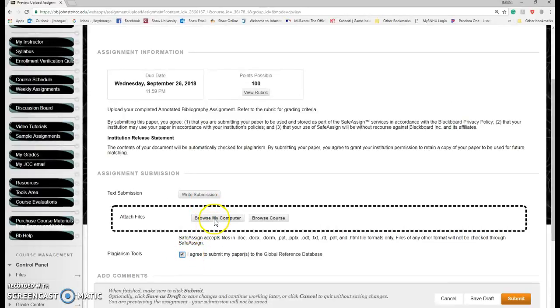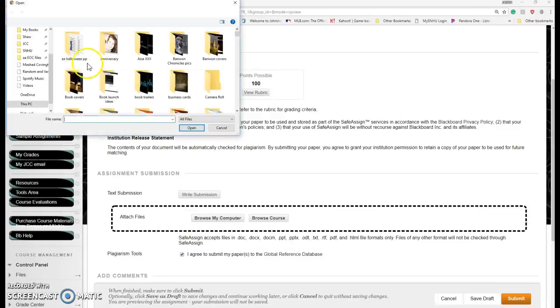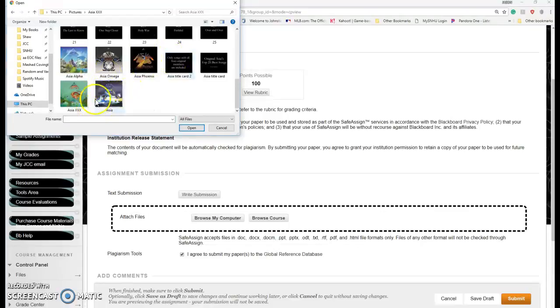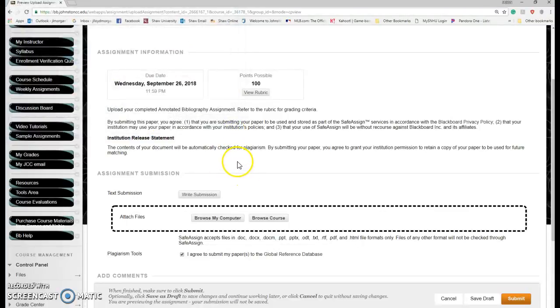You will click it through here, and you hit Browse My Computer, and then you'll go in and you'll find whatever document it is. From pictures, whatever. You're like, look, that's the name of an album. Don't freak out. It's the name of an album, not anything bad. I shouldn't have shown you that. Doesn't really matter. Anyway, Browse My Computer. So there is that for that assignment.